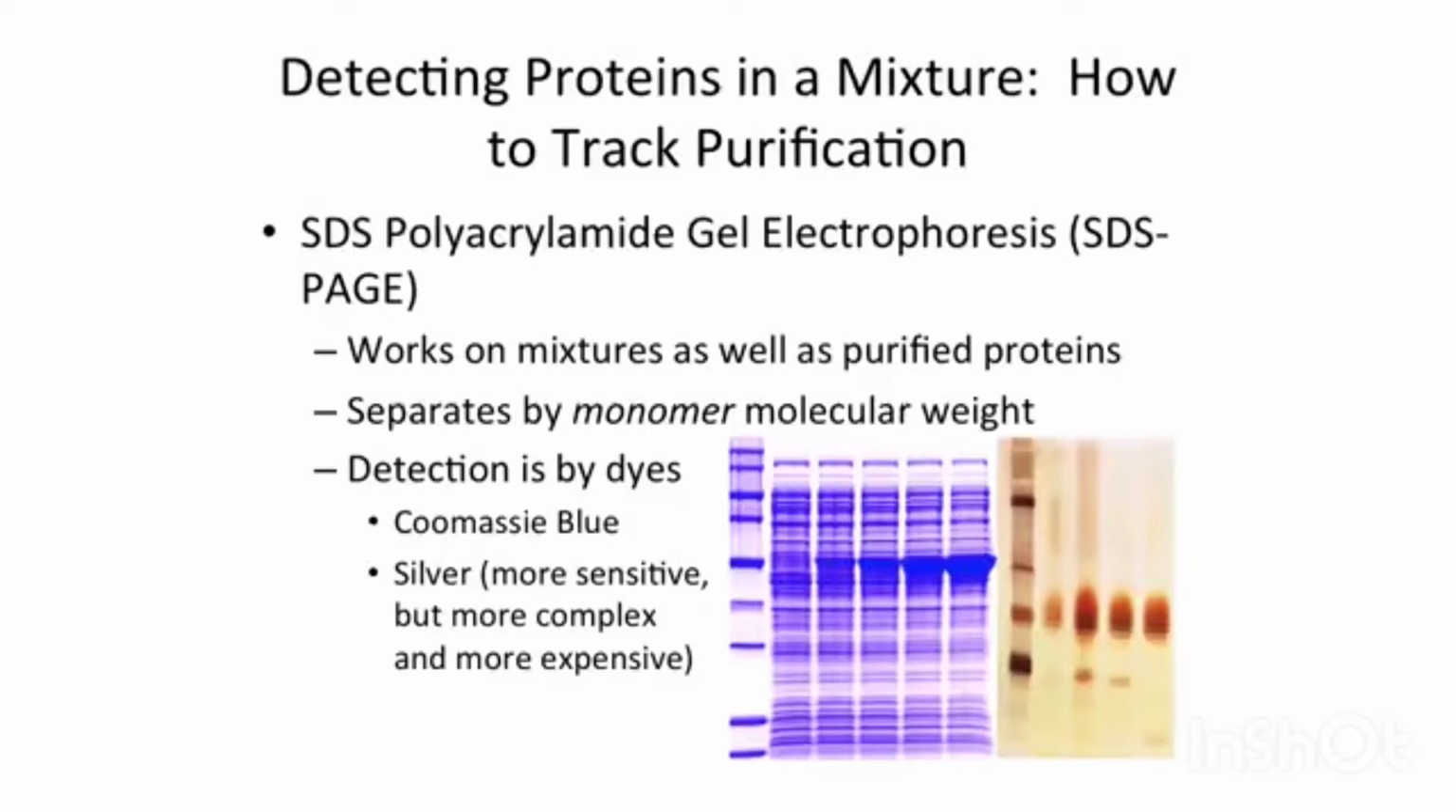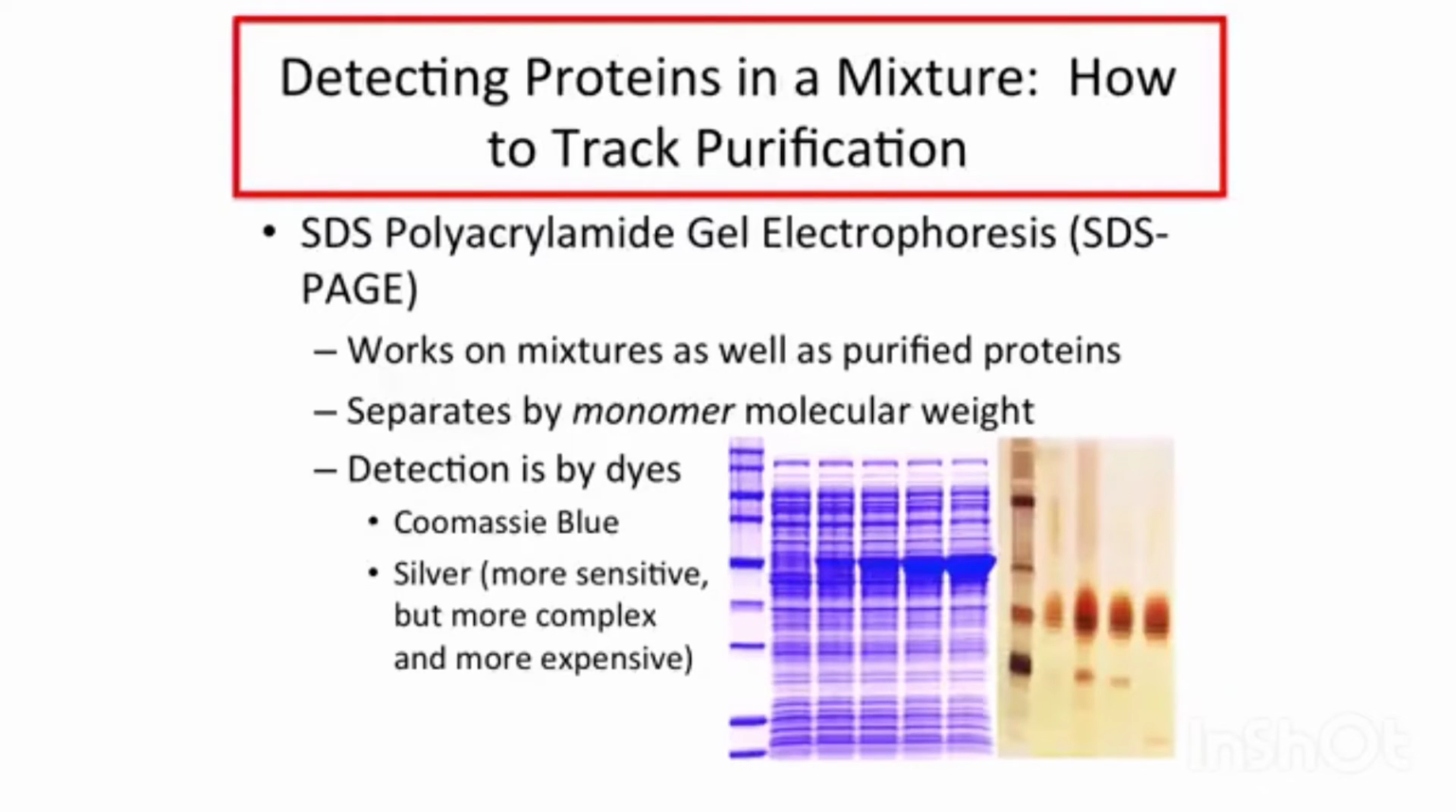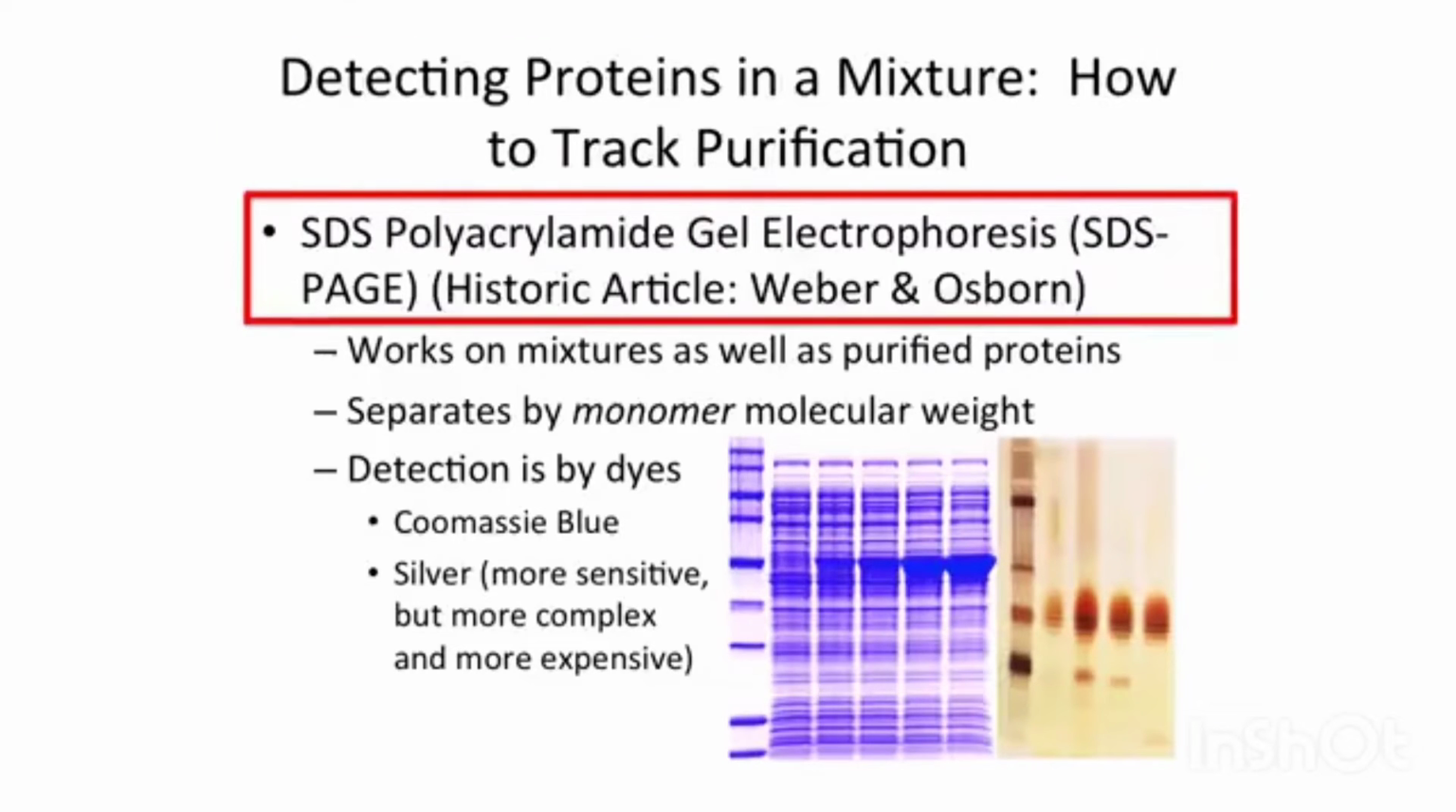we're going to set that aside for a minute and talk about how you separate proteins in a mixture and how you can actually track purification. This is a really important part of the process because you have to know, with any given step, ion exchange chromatography, gel filtration, different types of ion exchange chromatography, have you managed to purify your protein?